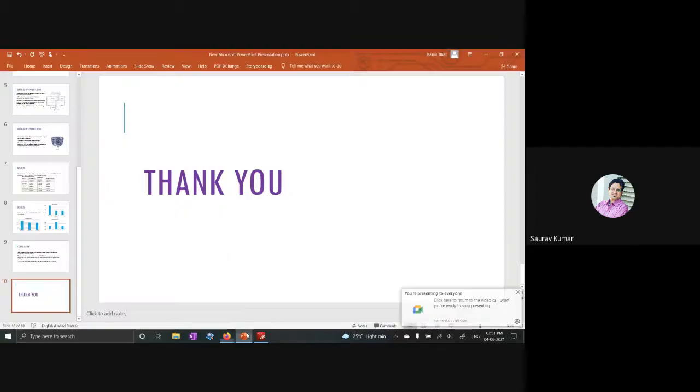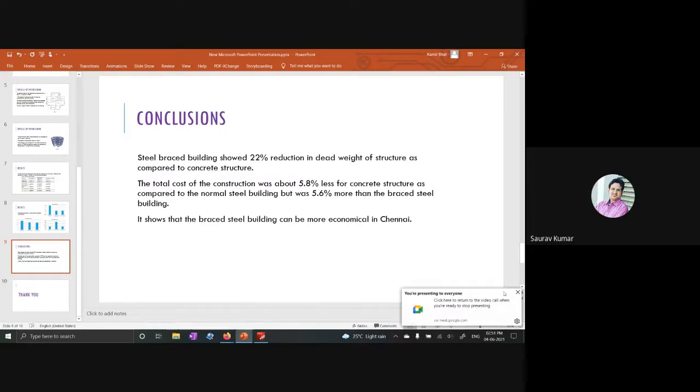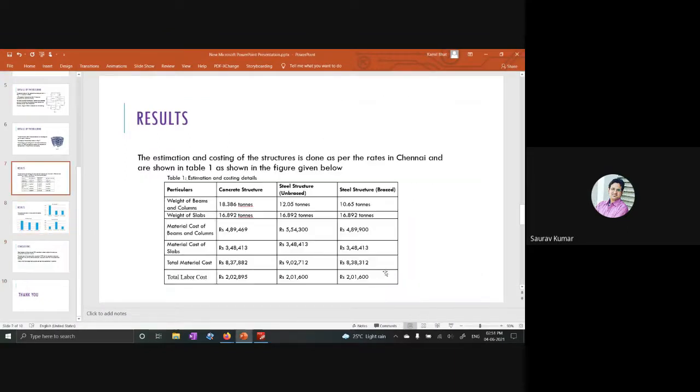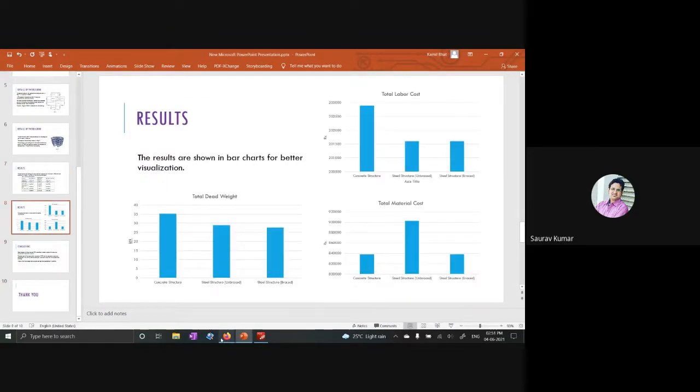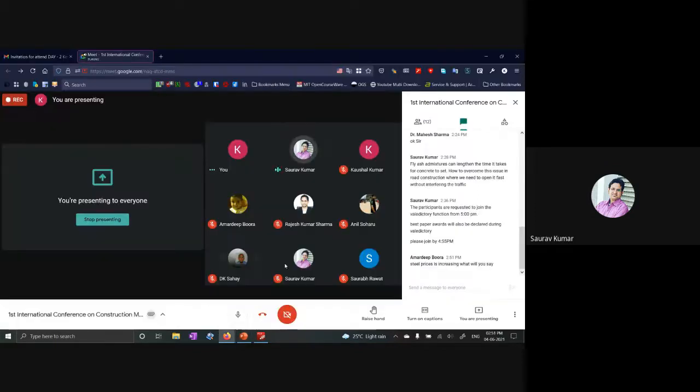Amardeep has asked about steel. First query is that steel prices are increasing. How will the economic aspect be taken into account? The price of steel, when we compare it with other materials, is increasing a lot. So how will it be useful for economic purposes, as you have shown in your research?